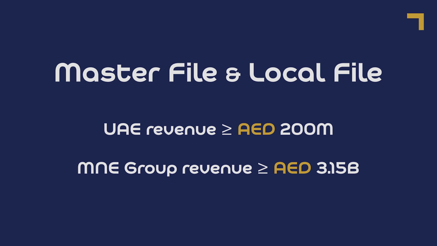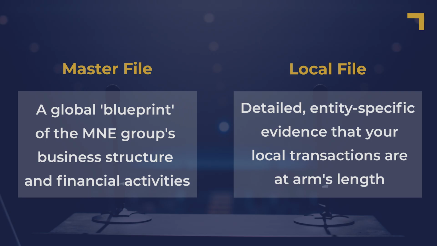You must prepare these files if your UAE revenue is AED 200 million or more, or if your group's consolidated global revenue exceeds AED 3.15 billion. There is one exception. If your entity belongs to a UAE headquartered group with no foreign operations, you're exempt from the master file requirement, but you must still maintain a local file. So what exactly goes into these files?